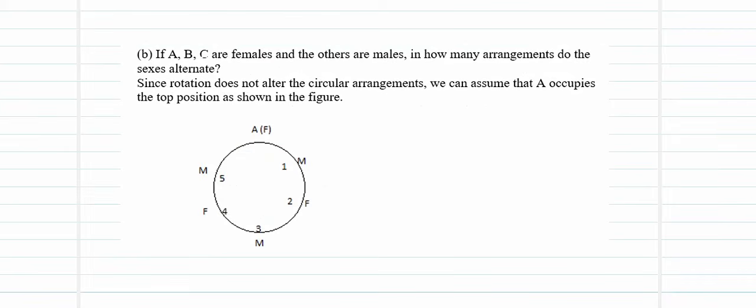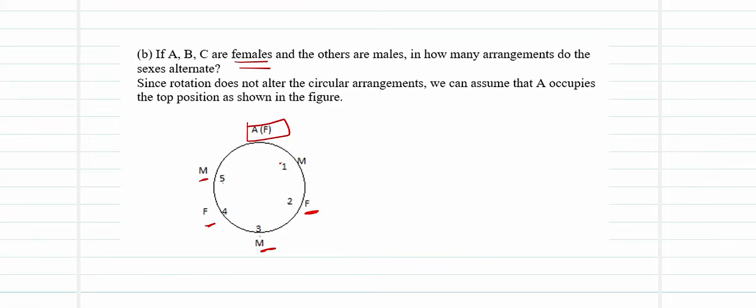In the next case, if A, B, C are going to be female and the others are going to be male, in how many arrangements do the sexes alternate? That is, I can make them sit as male, female, male, female, male, female, and so on. Since rotation does not alter the circular arrangement, we can assume that the first position is occupied by A, who is a female. So I have 5 positions left out because totally 6 of them are there. If I fix the first as female, the second will become male, the third female again, then a male, a female, and a male.